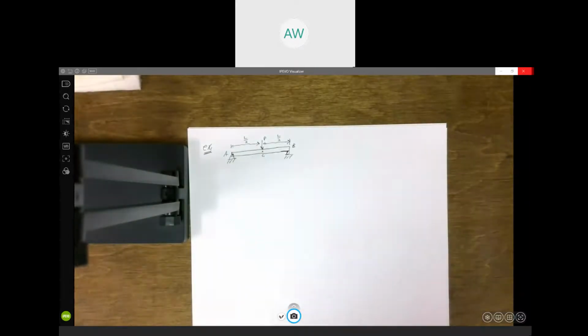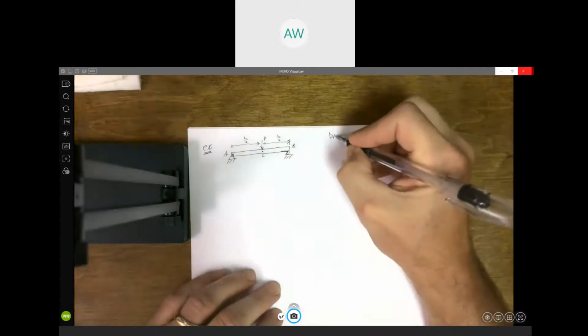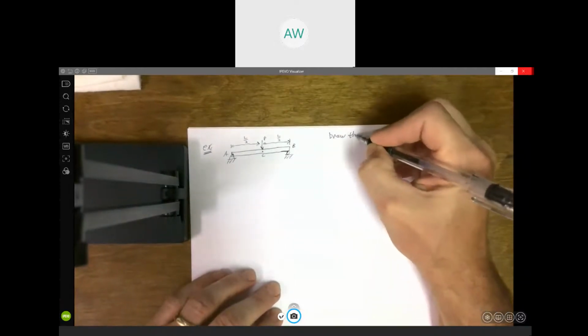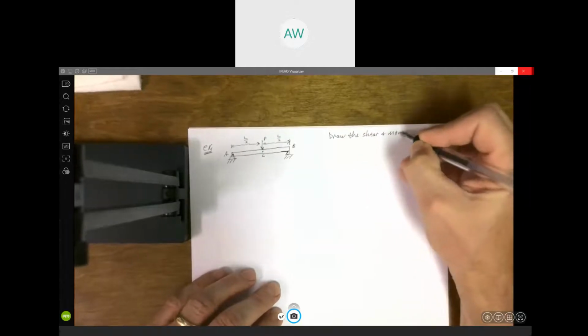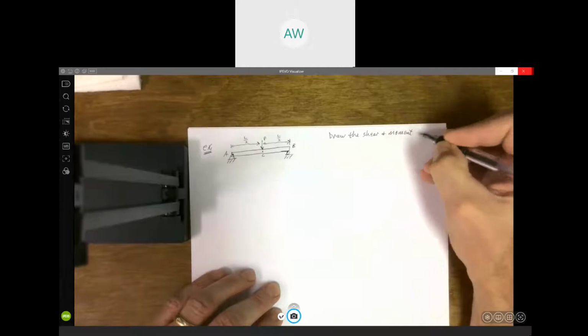Got a concentrated force applied in the middle, and again, we want to draw the shear and moment diagrams.